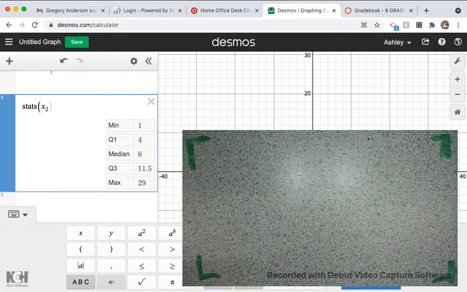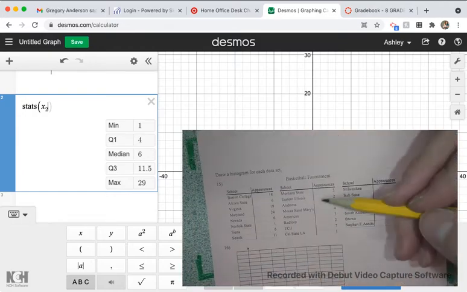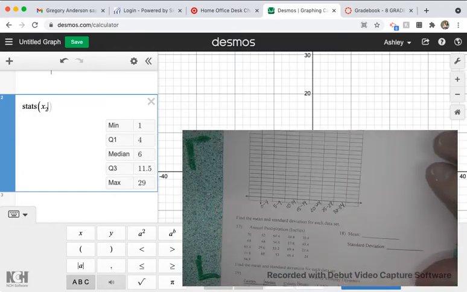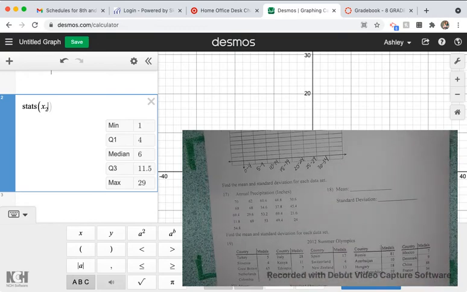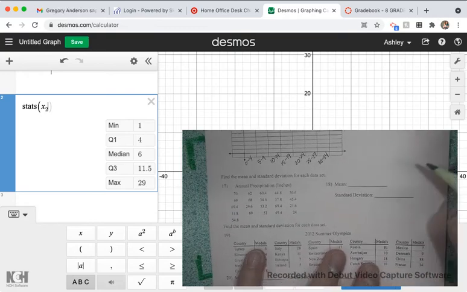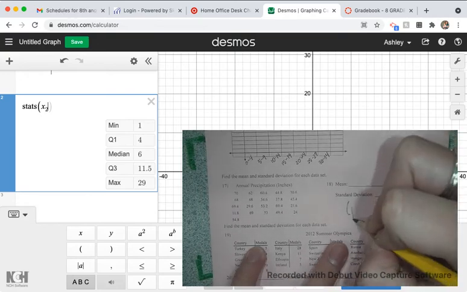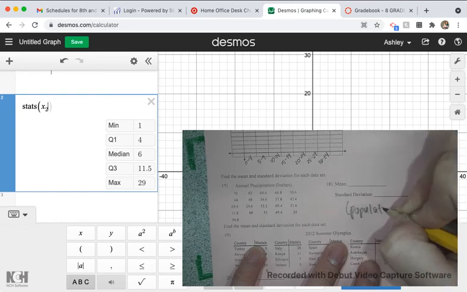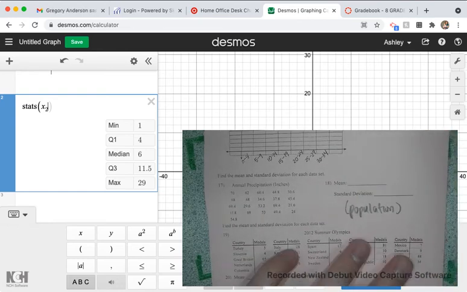Okay, so the next one, number 15, is a histogram as well, but we just did this histogram on the other side, so we're not going to do it now. Okay, 17, we are going to do the mean and the standard deviation. So when you think of standard deviation, I want you to think of population because of Desmos.